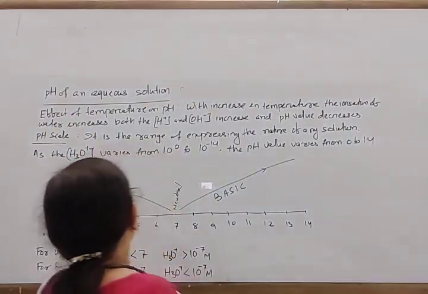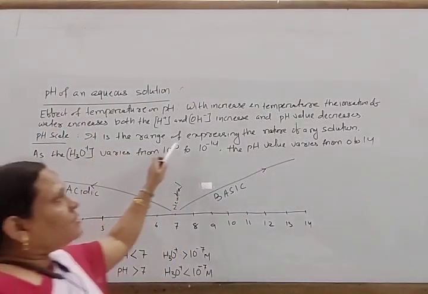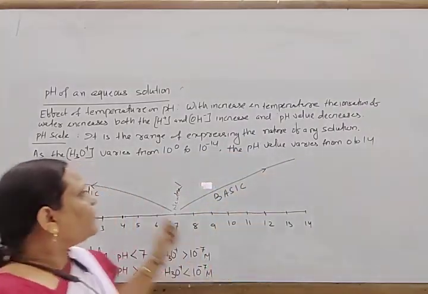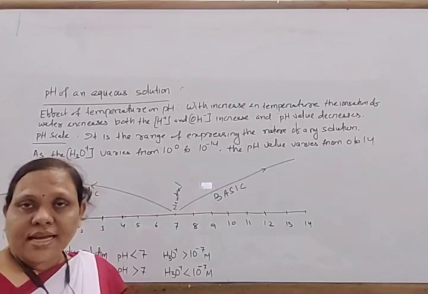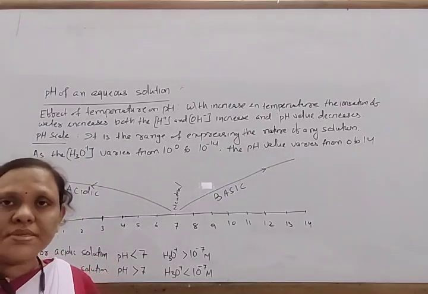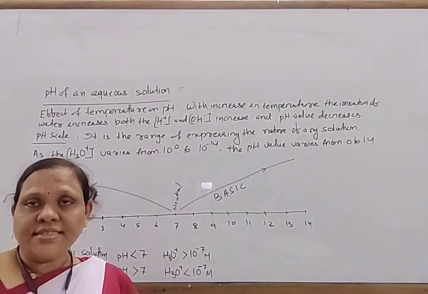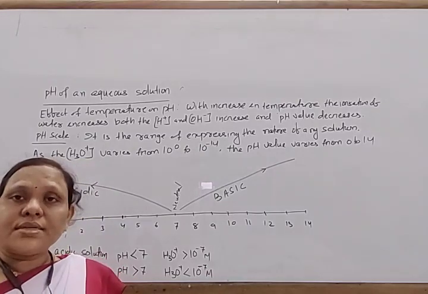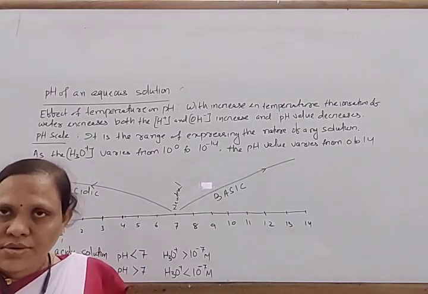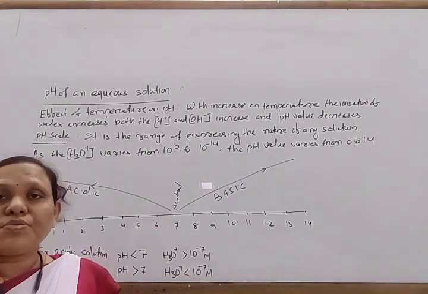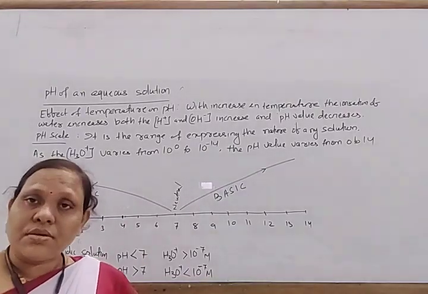So the pH scale is the range for expressing the nature of any solution. So we will find out what the H plus ion concentration is. If you find the H plus ion concentration, what is its range? From its range, you can know the nature of the solution. If any solution is given, first find out its pH, and after finding the pH, you can find out the nature of the solution.